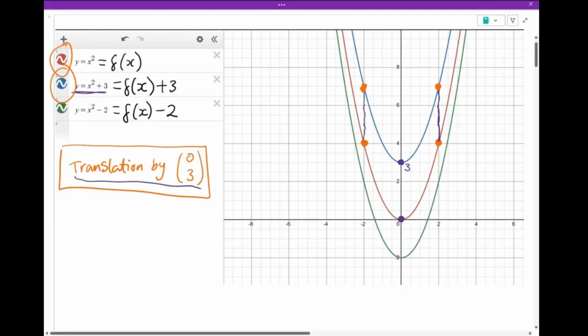And if we look at the equations of those two curves, you can see a plus 3 here for my second blue curve there. And that is where the 3 comes from in the vector.